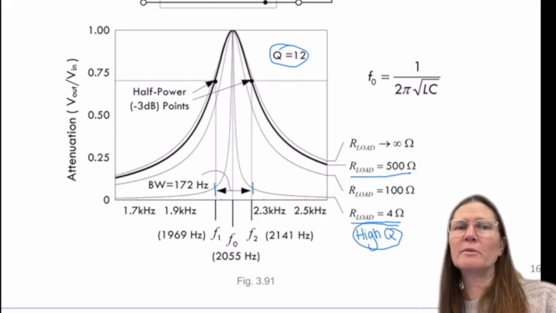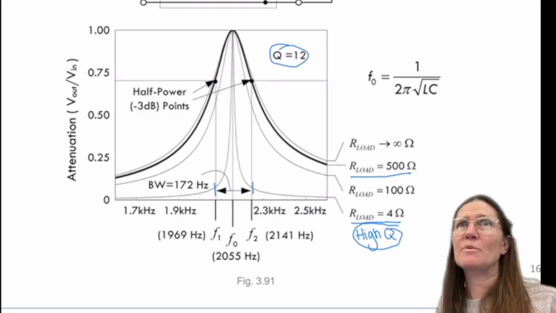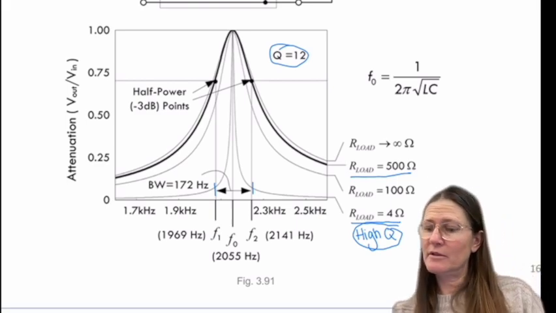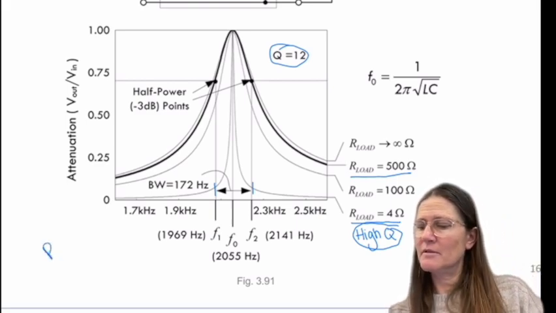What is this one? What filter type is this? Correct, a band pass.